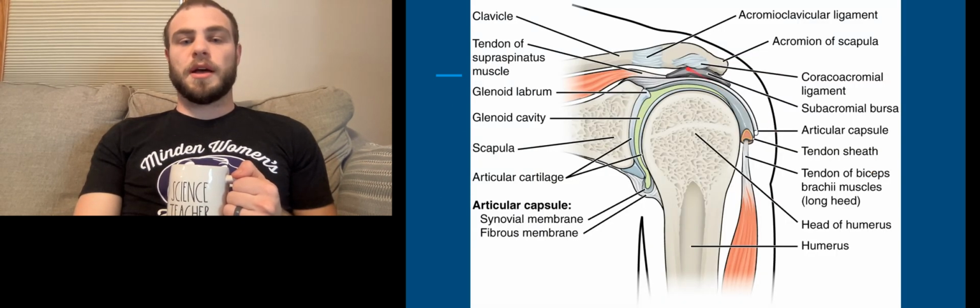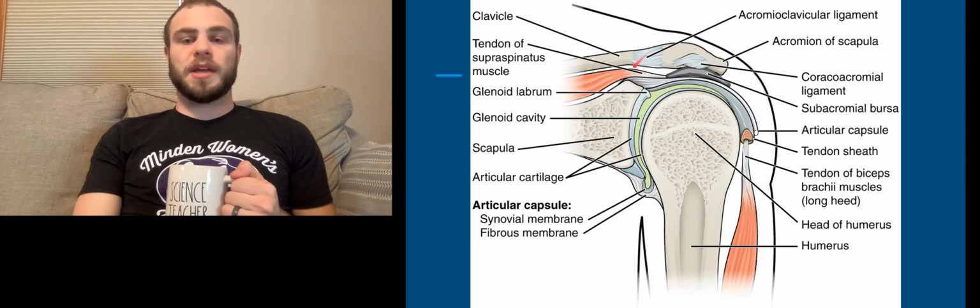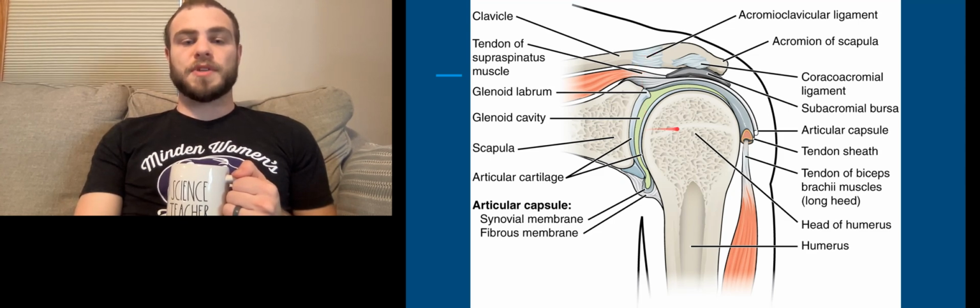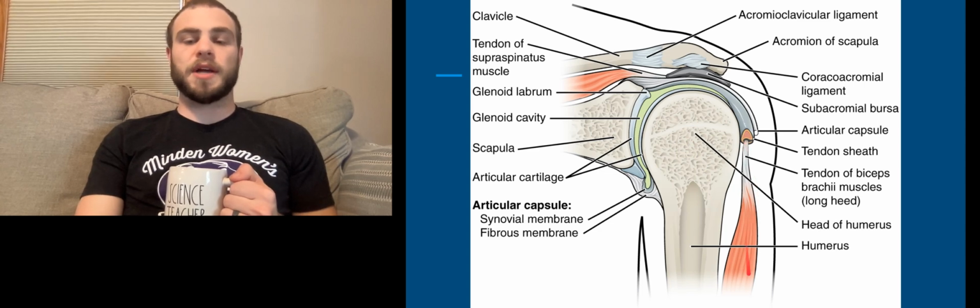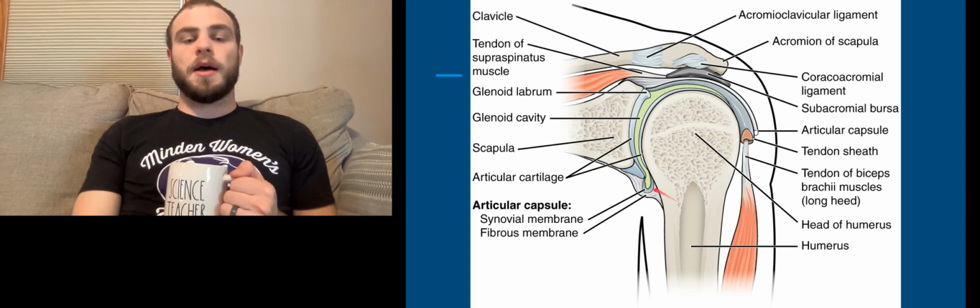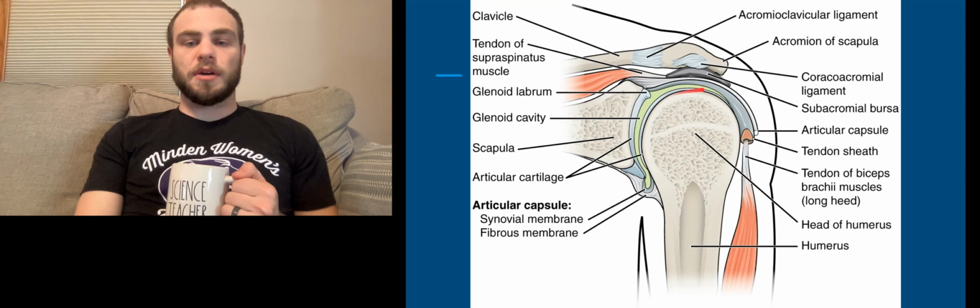So we'll look at a picture here to give you an example of where we're looking. Here's your AC joint. Here's the glenohumeral joint here from the glenoid cavity of the scapula, and the head of the humerus here. They even include the tendon of the biceps brachii muscle as well. But you can see this articular capsule here wrapping all the way around there. That is our fluid-filled cavity.